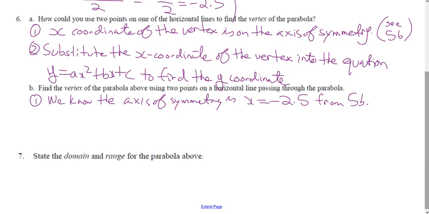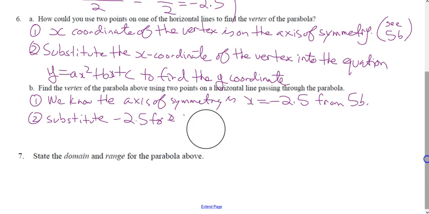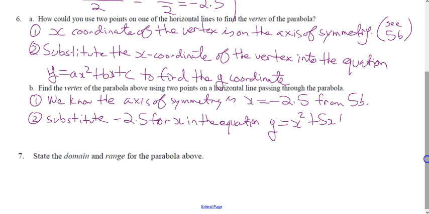Okay, so if it's a brand new question and you haven't done that already, you're just going to look for where two y values are the same. I'm going to average the x values. Okay, that gives me the x coordinate. And then, number 2, we're going to substitute negative 2.5 for x in the equation y is equal to x squared plus 5x plus 3.